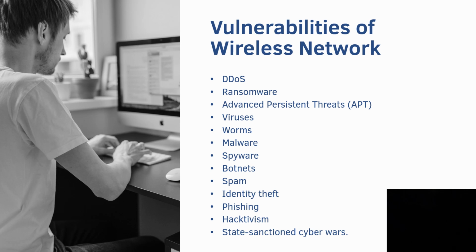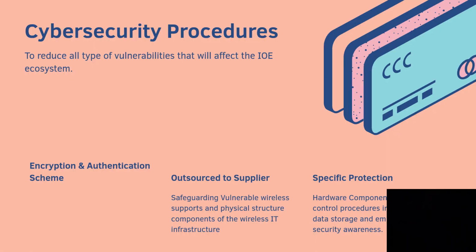So what are the vulnerabilities of this wireless network? Firstly, DDoS, ransomware, advanced persistent threat APT, viruses, worms, malware, spyware, botnets, spam, identity theft, phishing, hacktivism, state-sponsored cyber war. So the cyber security procedure is to reduce all types of vulnerability that will affect the IoE ecosystem. For example, encryption and authentication schemes can be carried out or outsourced to the supplier by safeguarding vulnerable wireless support and physical structure components of the wireless IT infrastructures. Specific protections for those hardware components, control schedules in data storage, and also security awareness.